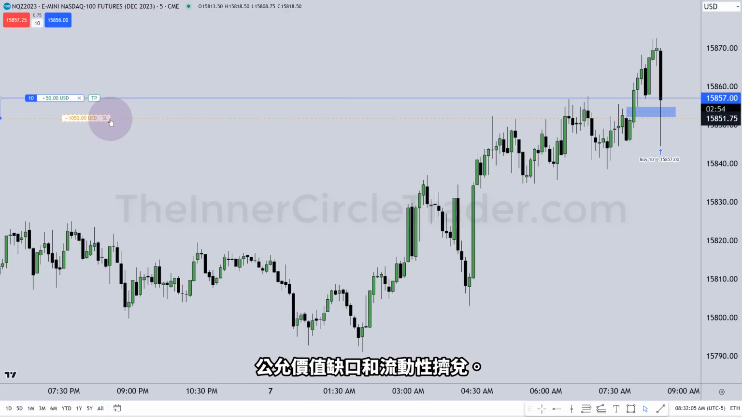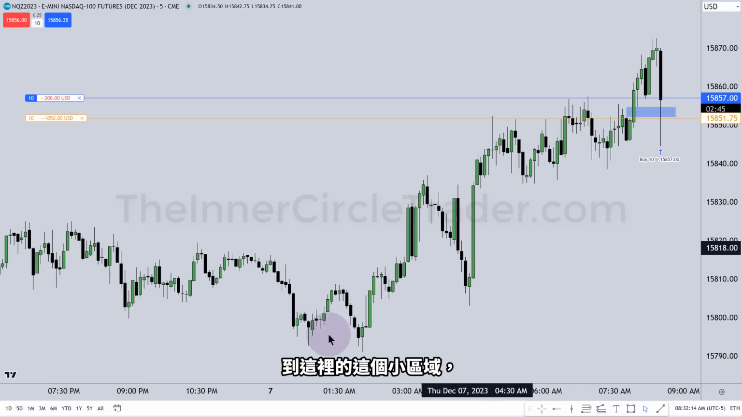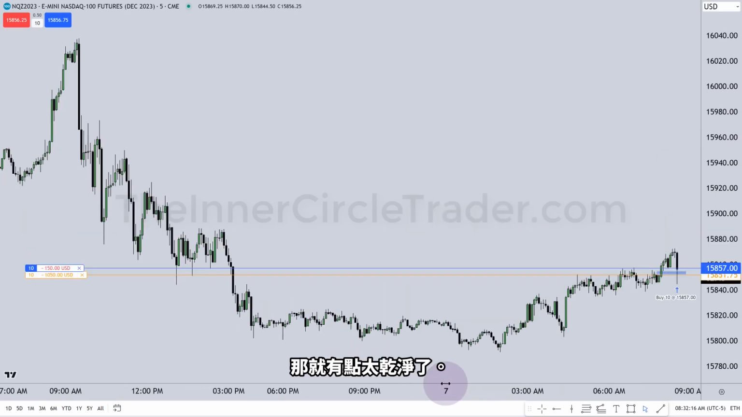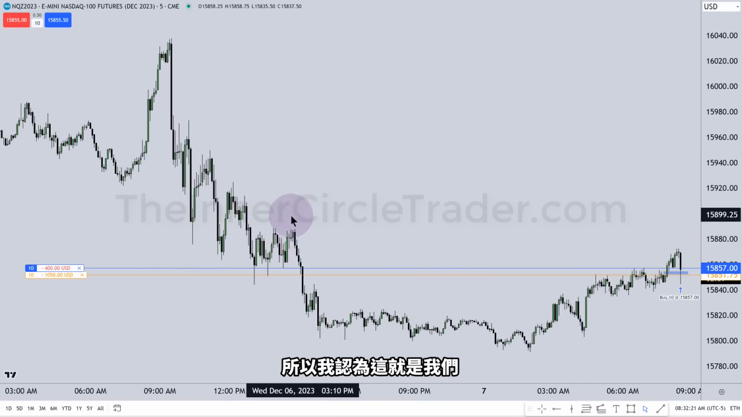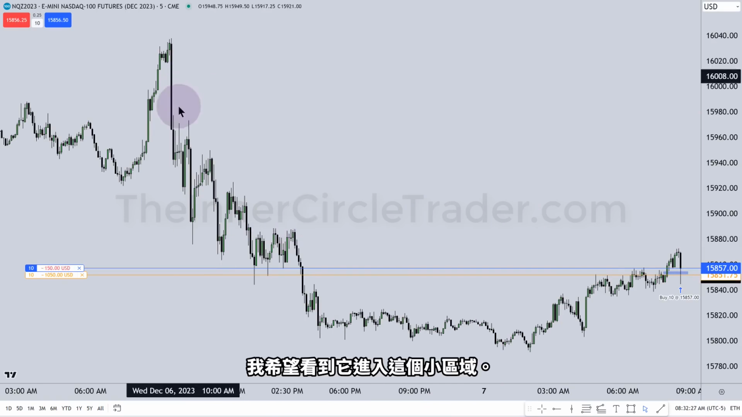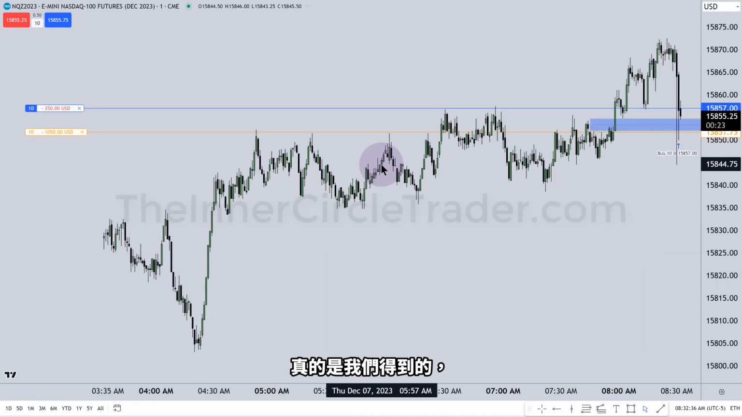Trading the order block, fair value gap, and the run on liquidity here. And if I take your attention over to this little area right in here, that's a little too clean. So I think that's where we're going to reach initially. And I'd like to see it get up into this little area right there. So we'll see if that is in fact what we get, or if I get stung again today.